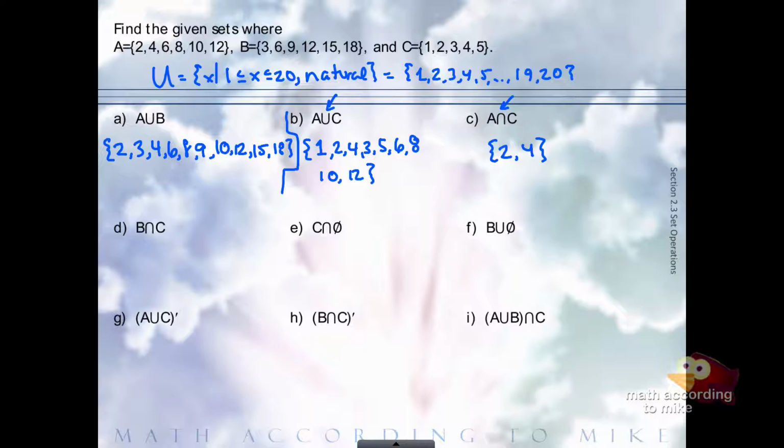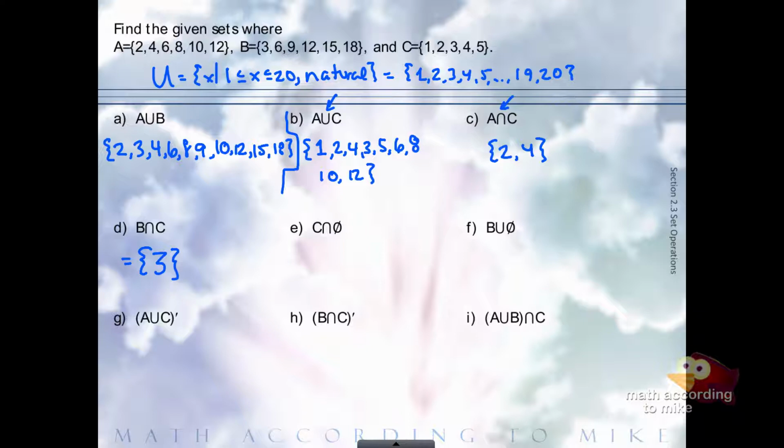How about part D? What do sets B and C have in common? They only have in common 3. That's it. That's all B and C have in common. E, C intersect the empty set.